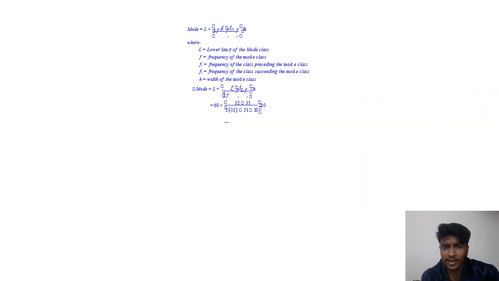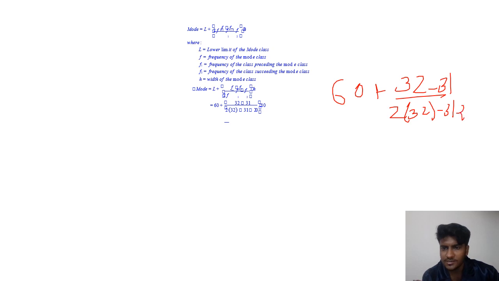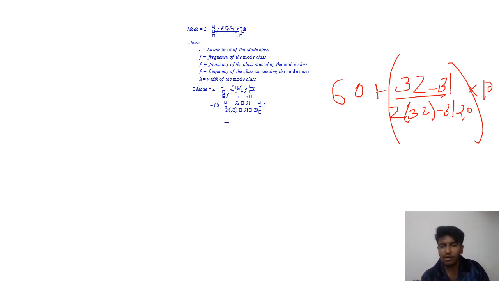Simply formula में डाल दो. What is your L1 value? 60 plus (Fm minus F1). So Fm is your 32, F1 is 31, upon 2 into Fm, that is 2 into 32, minus 31 minus 20, into H. H is what? 10. So this will be a formula and just calculate the sum. So how easy it was.